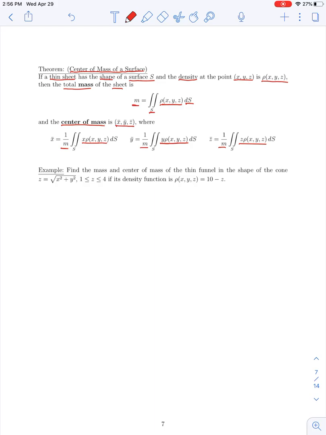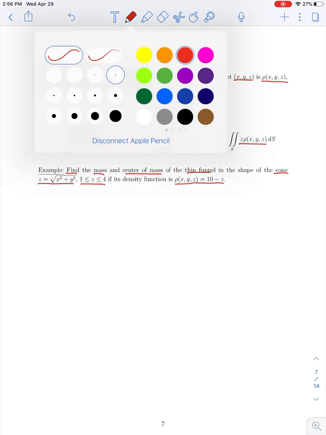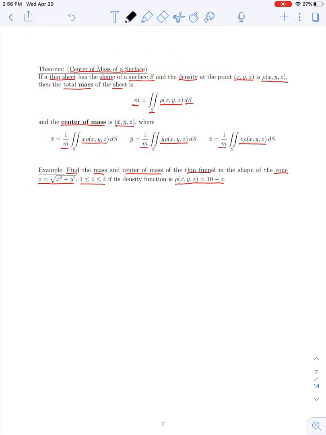So in this next example, we are asked to find the mass and the center of mass of a thin funnel, which has the shape of a cone. z equals the square root of x squared plus y squared for values of z between 1 and 4. And the density function is given by 10 minus z. So let's see if we could visualize what our surface looks like here.